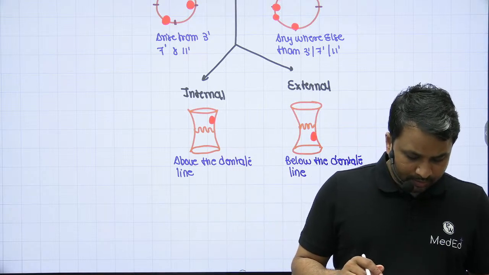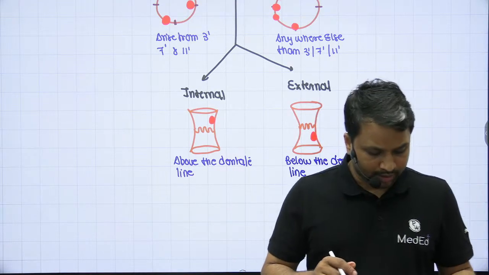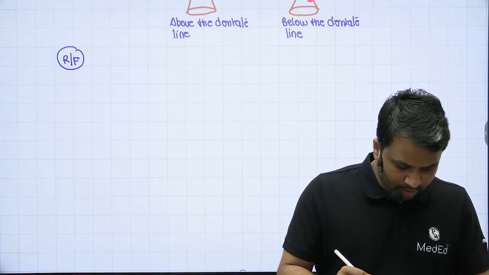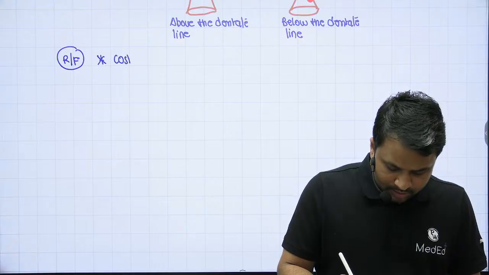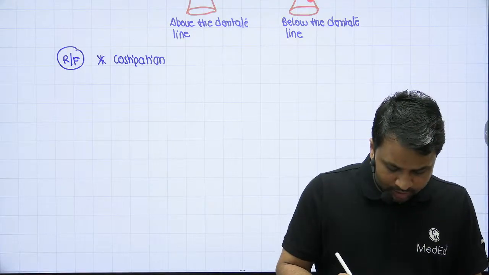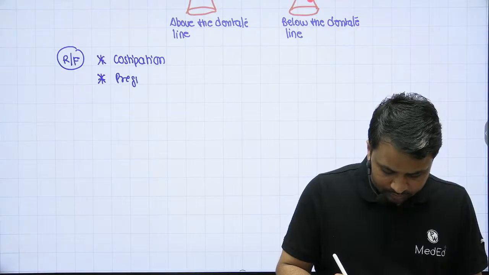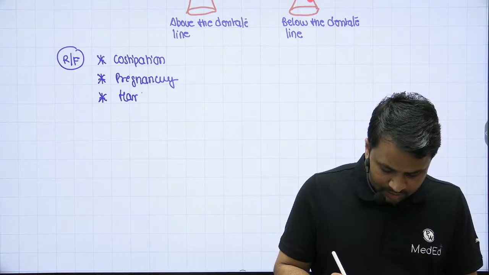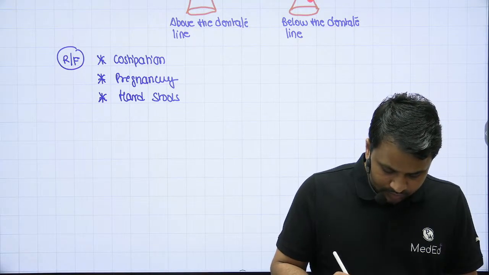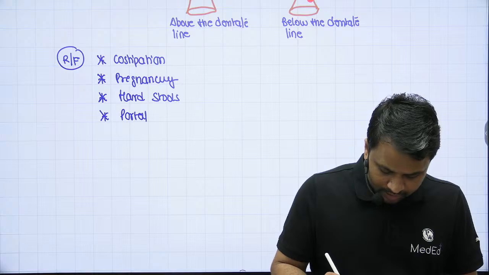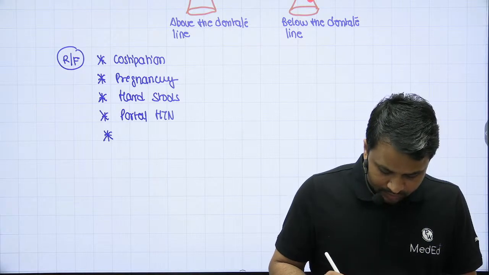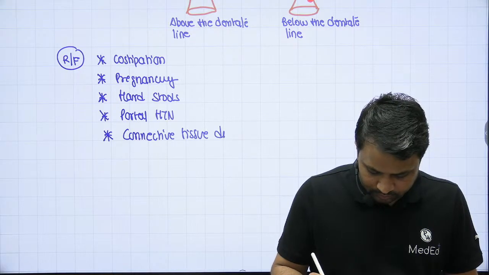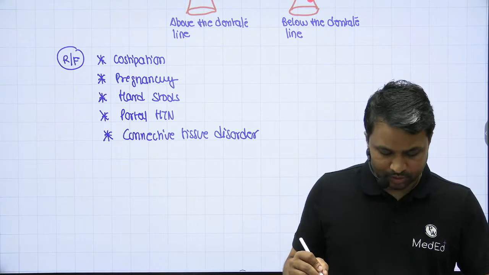Now, how would a patient develop a hemorrhoid? If you look at the overall context, the causes or risk factors that result in development of hemorrhoids: the most important and common one is constipation. Following constipation, pregnancy. Following pregnancy, a history of passing hard stools. Then secondary to portal hypertension and connective tissue disorder.